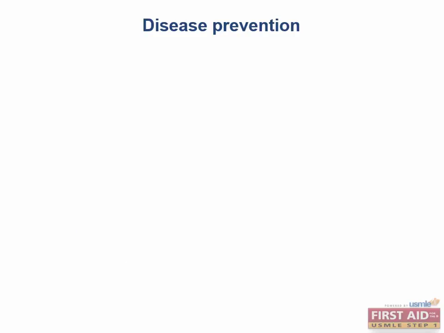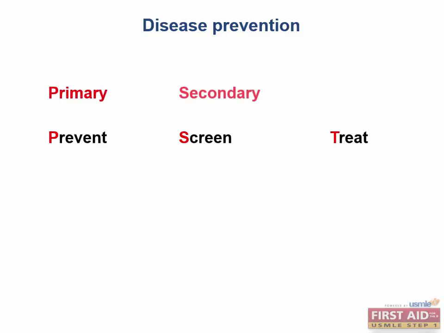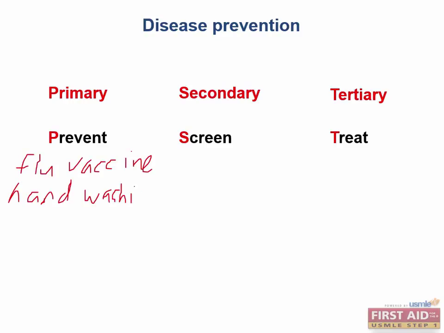Let's start with a discussion of disease prevention. Now, disease prevention is divided into 3 tiers and can be remembered by the mnemonic PST, which stands for prevent, screen, and treat. This also corresponds to the primary, secondary, and tertiary tiers. Now, primary disease prevention is aimed at preventing disease occurrence to decrease both the incidence as well as the prevalence of disease. So can you think of some examples of primary disease prevention? Well, examples of this would be things like the flu vaccine or hand washing.